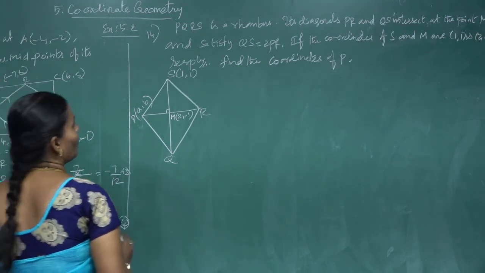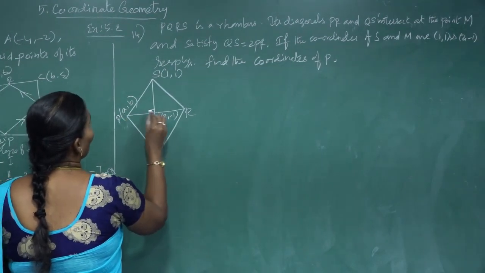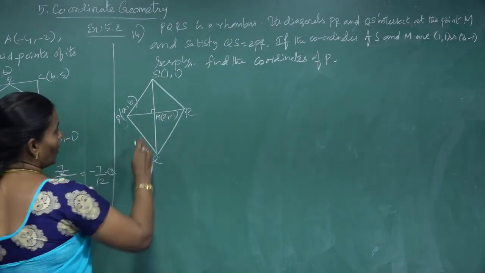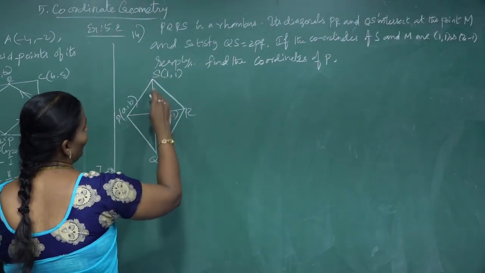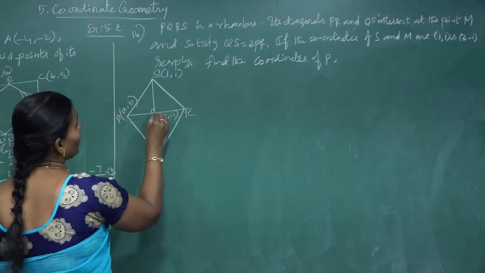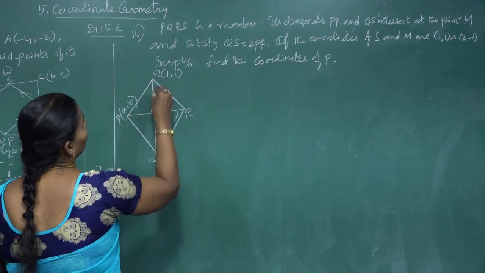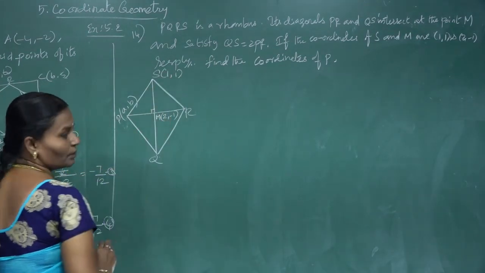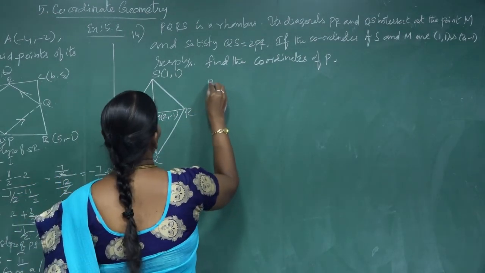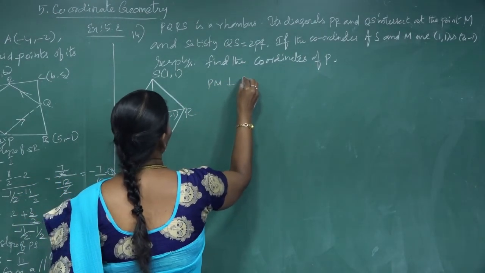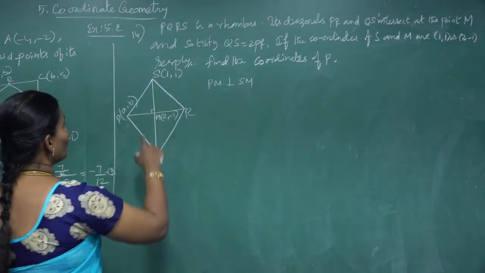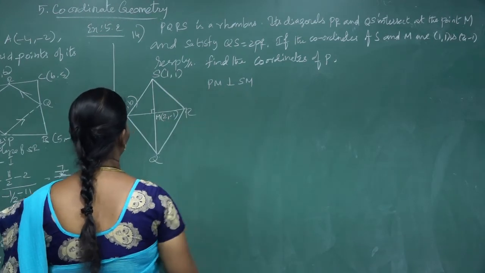Now we take the property. So this PM is perpendicular to SM, isn't it? Because these two are perpendicular bisectors, isn't it? So PM is perpendicular to SM. Okay. So now you take that property. PM is perpendicular to SM. So these two are perpendiculars.